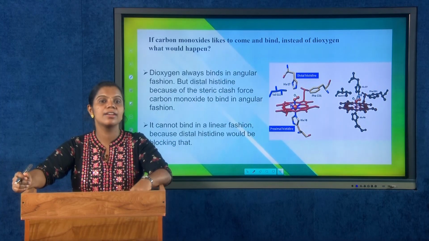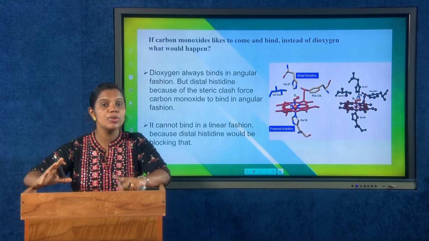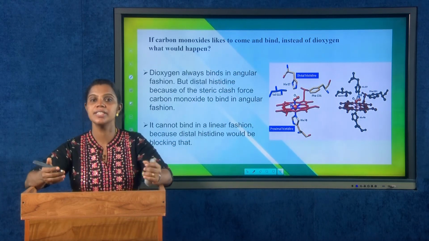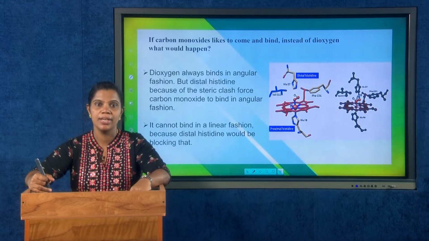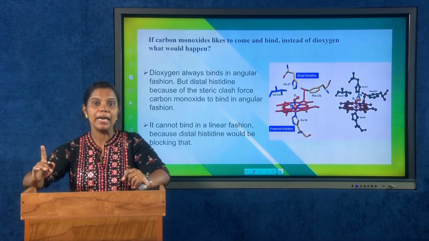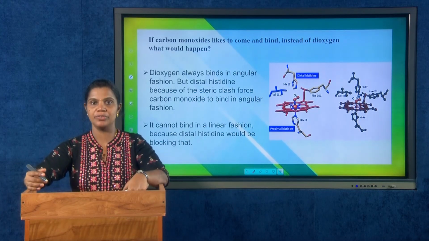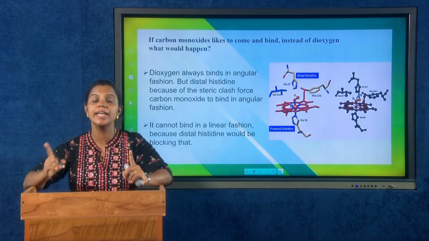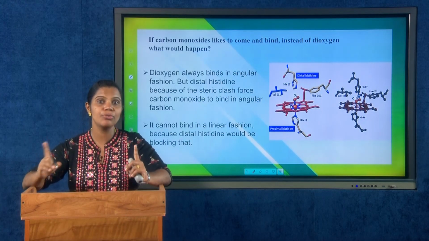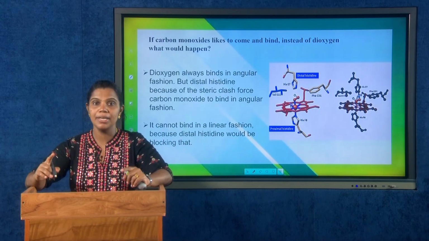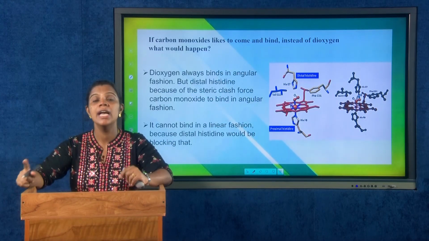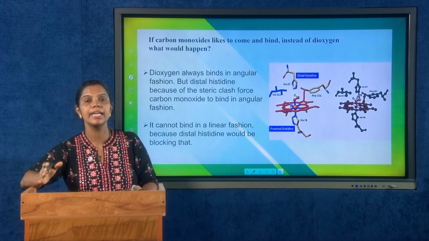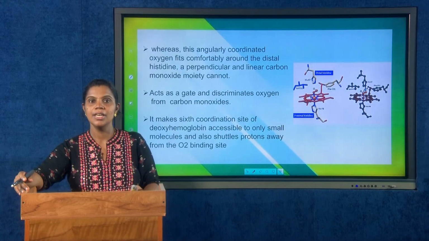The distal histidine, because of the steric clash with the carbon monoxide molecule when it approaches, makes it not capable of binding in a linear fashion. We know that carbon monoxide is a linear molecule, and it is not capable of binding in a linear fashion due to the presence of the distal histidine above. That means the distal histidine is actually blocking the direct linkage of the carbon monoxide molecule, since it cannot bind in the linear fashion. So, what happens?